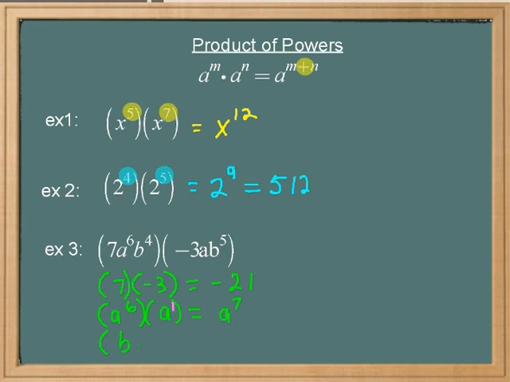And finally, let's take care of these b's. We got a b to the 4th times a b to the 5th. And that gives us b to the 9th. So our final answer looks like this. Negative 21 a to the 7th, b to the 9th.